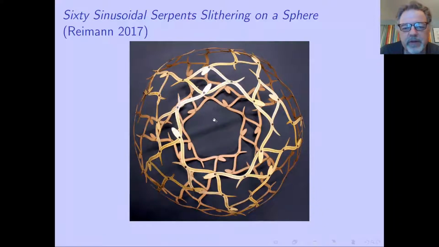So that's what we see here in this work, 60 sinusoidal serpents slithering on a sphere, where if I look at this particular snake here, the snake at its endpoints is over the snakes that it's connecting to, whereas in the interior, the 2 connection points, the snakes that attach are on top of that snake.